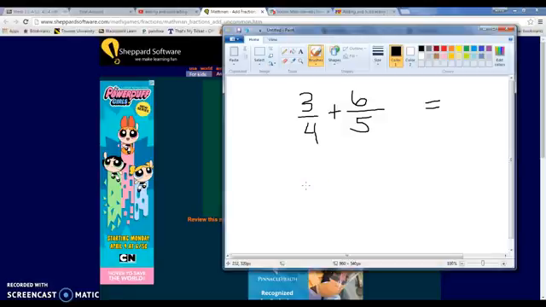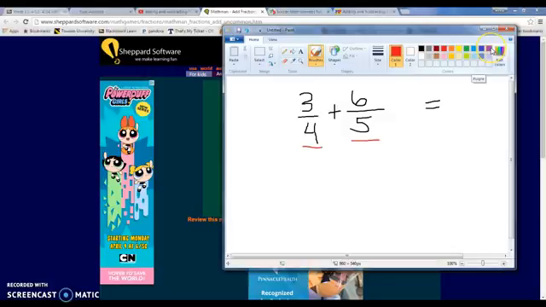Hey everyone, so just to recap what we went over today in class, we were talking about adding and subtracting fractions with unlike denominators, meaning that the denominators are not the same. So I put up here on Paint just a fraction to give you an idea as to what we went over. Remember that we have to make both denominators, so both bottom numbers, have to be the same.